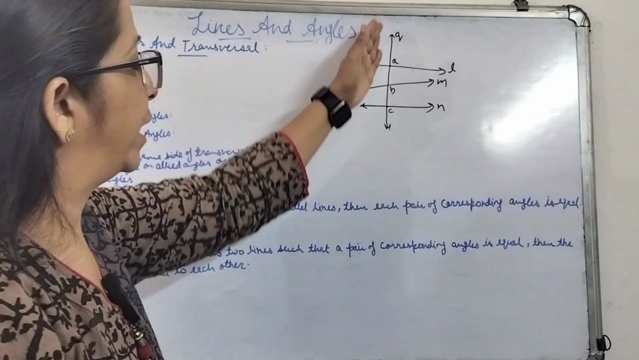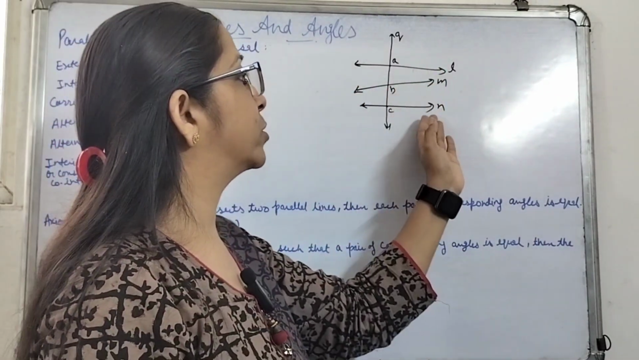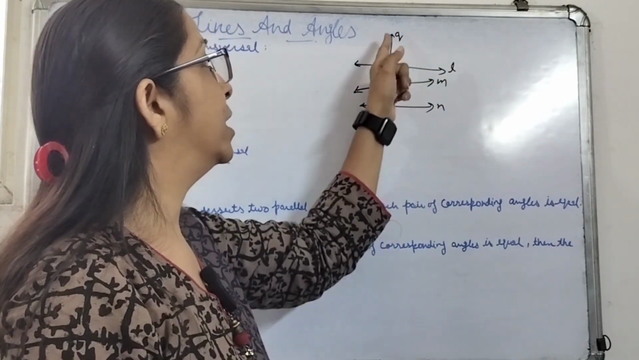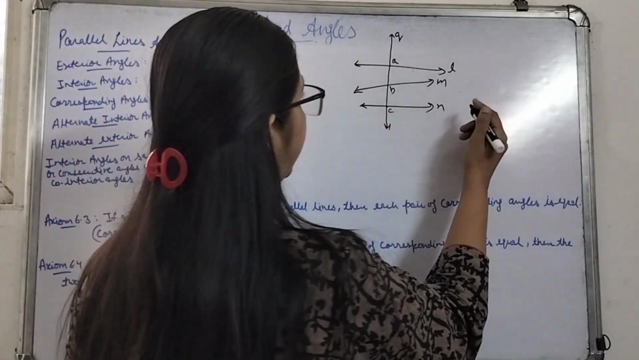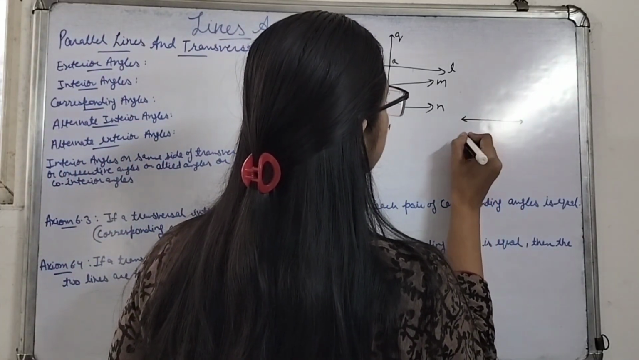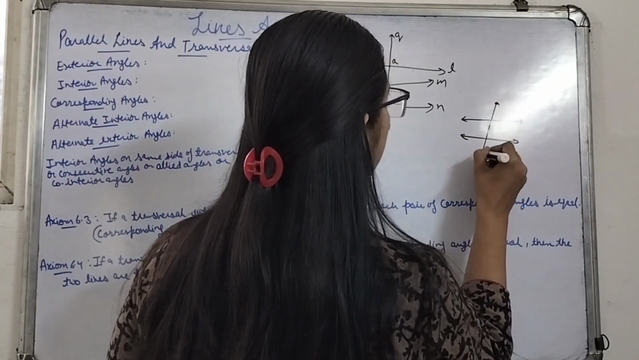So this type of line which is intersecting two or more lines at distinct points is known as a transversal. Here we will be taking the case when this transversal is intersecting any two lines.